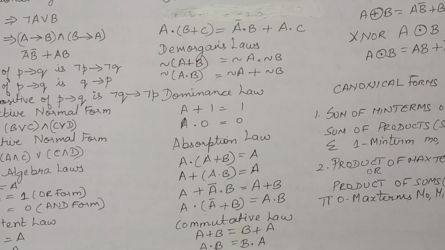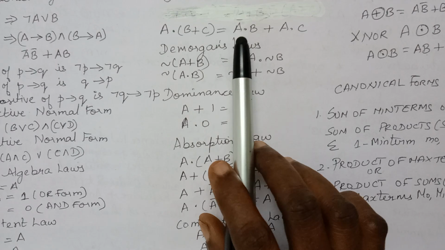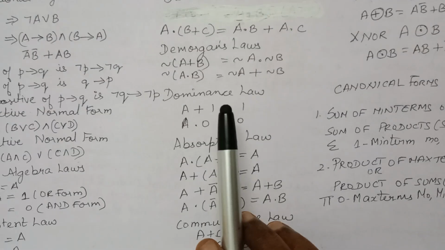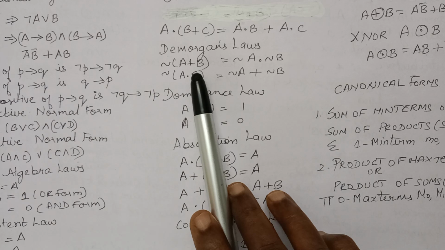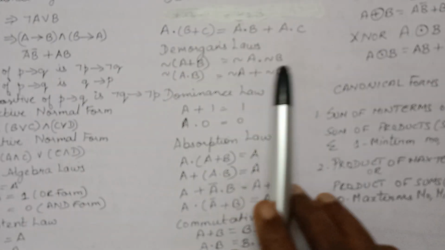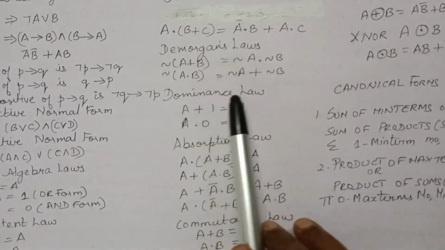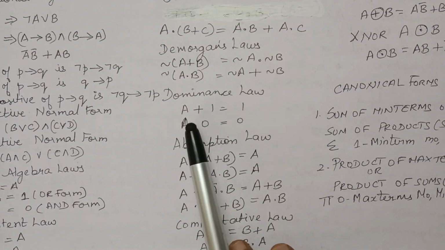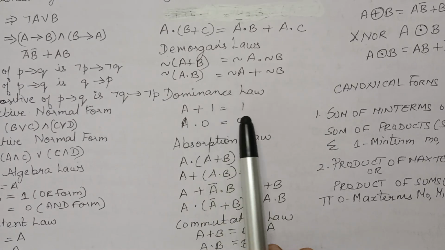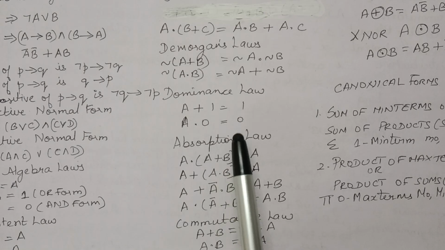Distributive law: A dot (B plus C) is equal to A dot B plus A dot C. De Morgan's law: the complement of (A plus B) is equal to the complement of A into the complement of B. The complement of (A dot B) is the complement of A plus the complement of B. Dominance law: A plus 1 equal to 1, A dot 0 equal to 0.